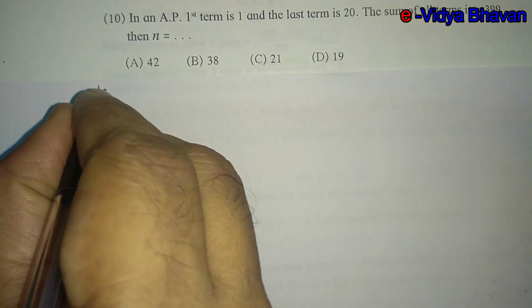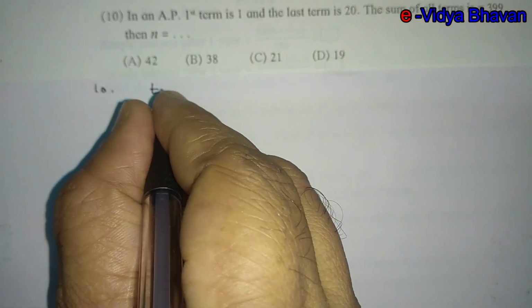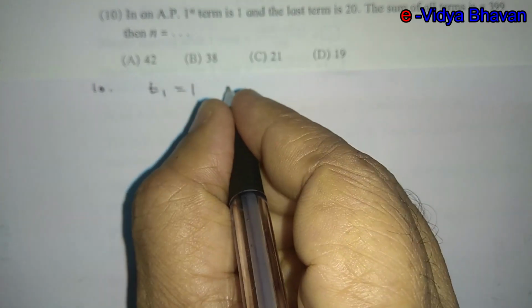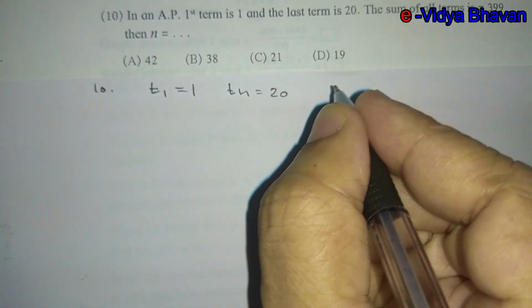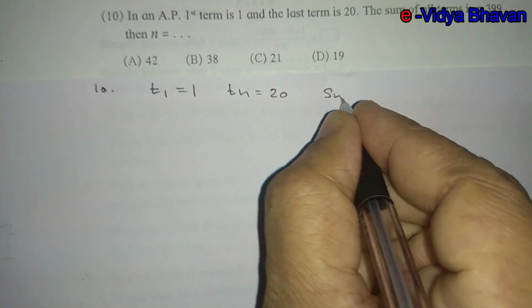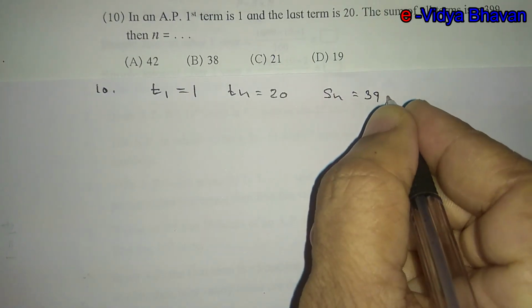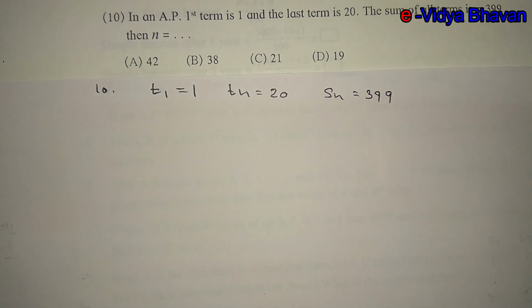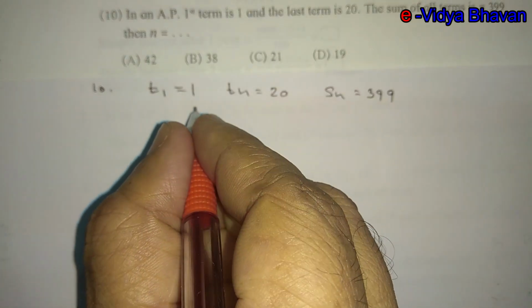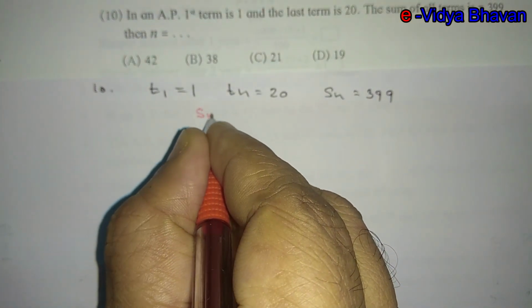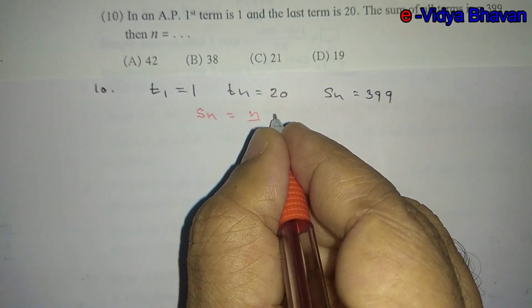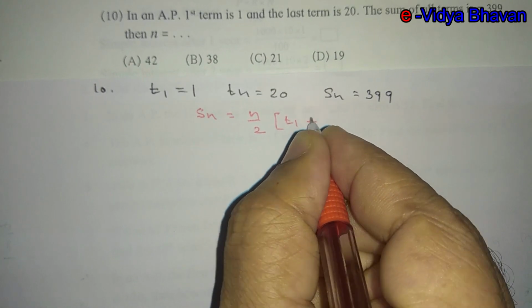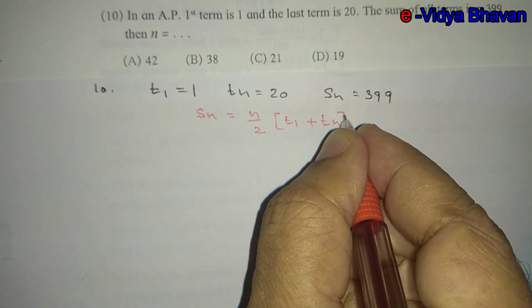Question number 10. T1 is given as 1, Tn is given as 20, and Sn is given as 399. Now we will use the second formula of Sn. Sn equal to n upon 2 times T1 plus Tn.